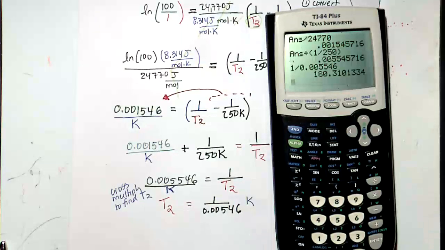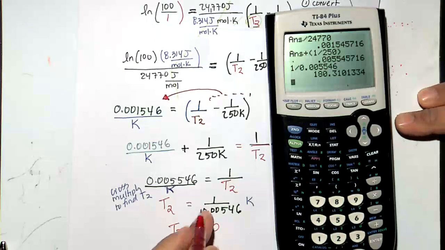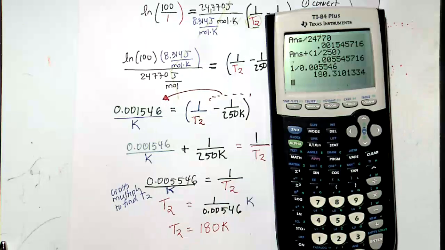180.3 Kelvin. Okay, another thing that students trip up on is the units. This is going to be Kelvin. We'll just do 180 Kelvin. All right, this is our final answer.